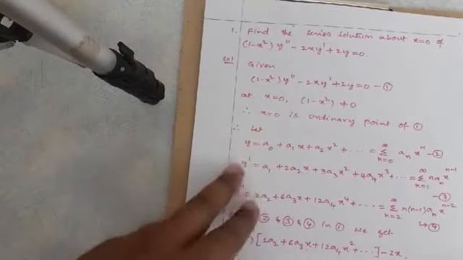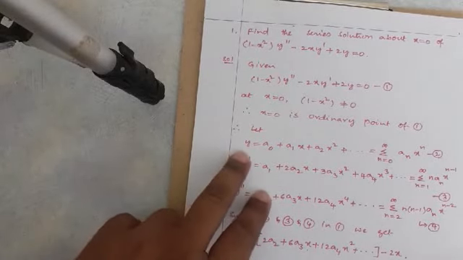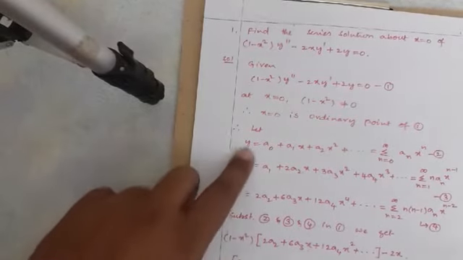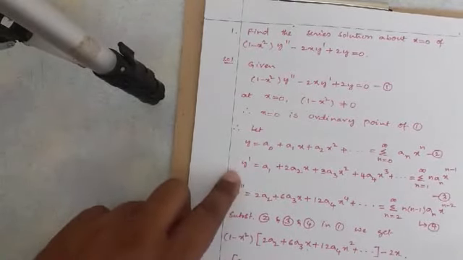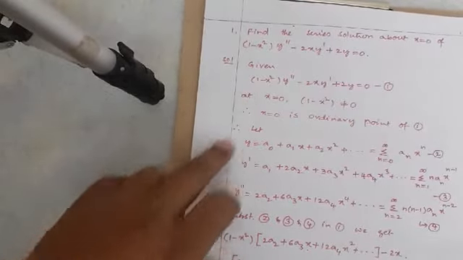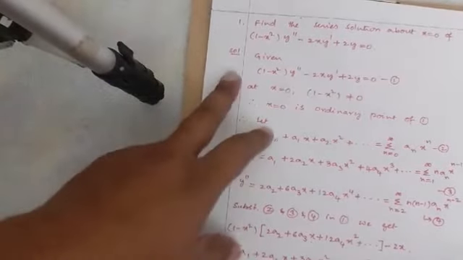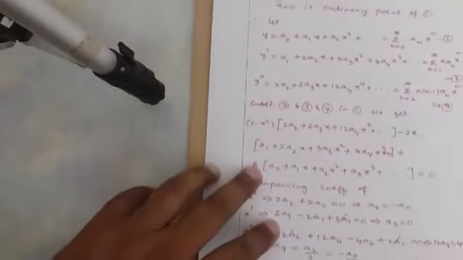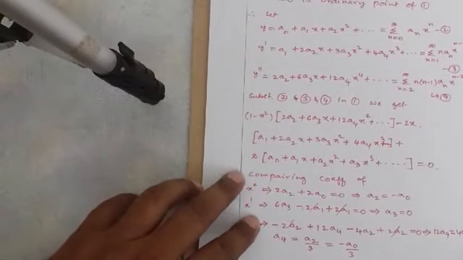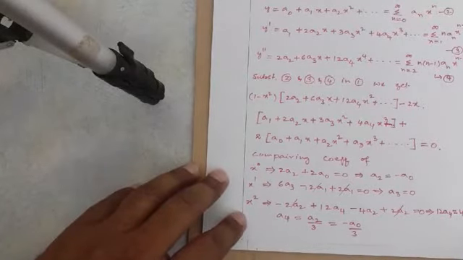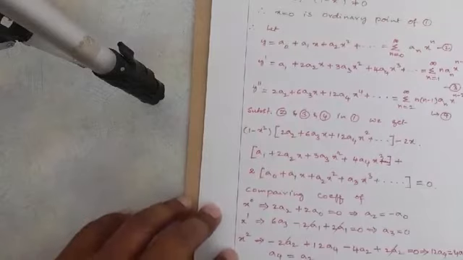Then we suppose y is equal to a naught plus a1x plus and so on. That will be the solution of equation 1. After that we differentiate this y once and twice as per our requirement. Then we substitute y, y dash, y double dash in the given equation to get this form. After that we compare the coefficients of x power 0, x power 1, x square, x cube, and then we substitute in the solution of the given equation. In this way we complete our problem.